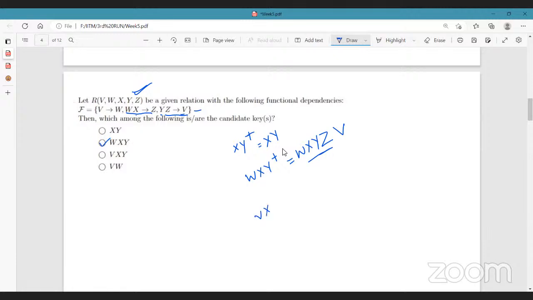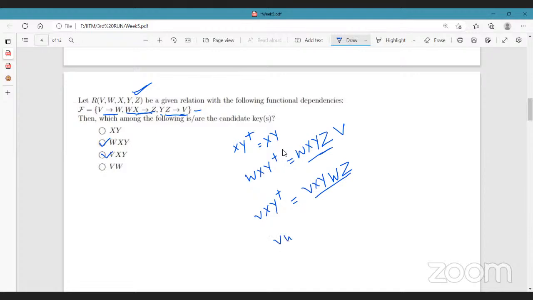Okay, would anybody like to volunteer for vxy, whether it is a candidate key or not? Anyone? It is, ma'am. It is a candidate key. Can you explain? So vxy will determine itself. Then comes w, because v determines w. And then w and x combined determine z. So since all the attributes are being determined by vxy, vxy is also a candidate key.